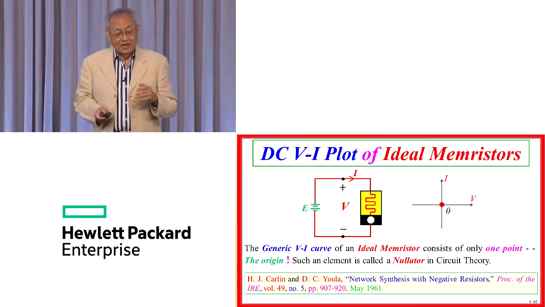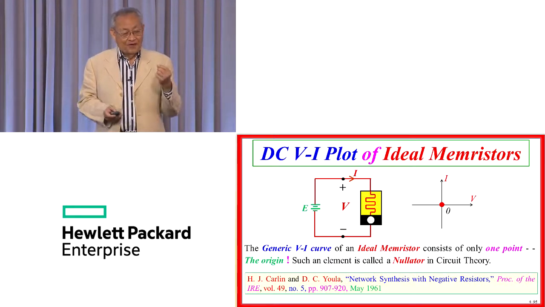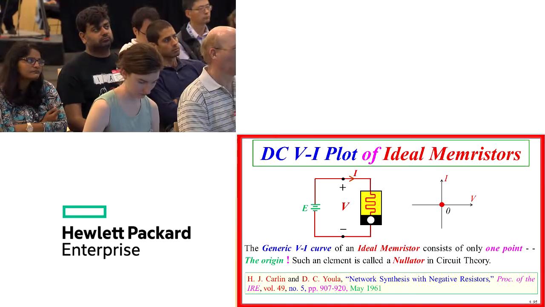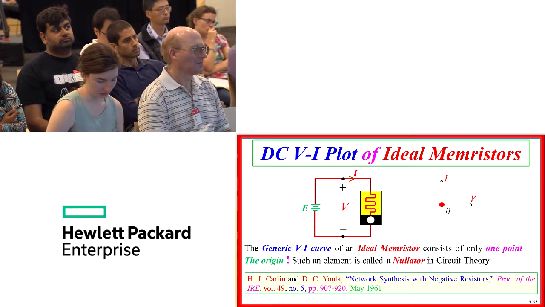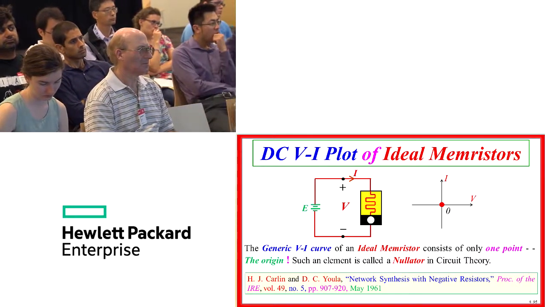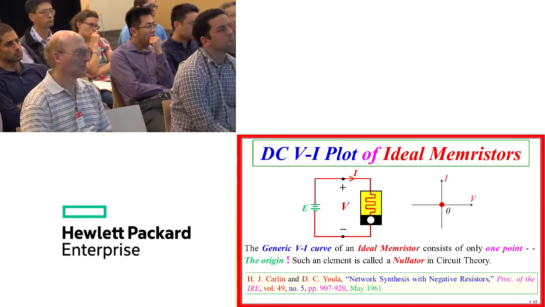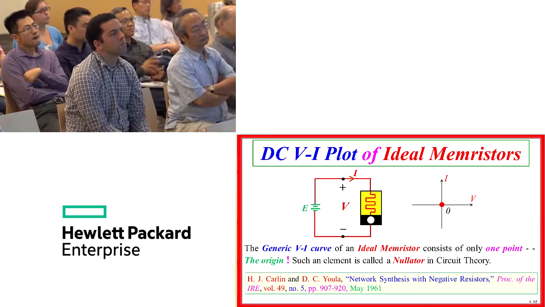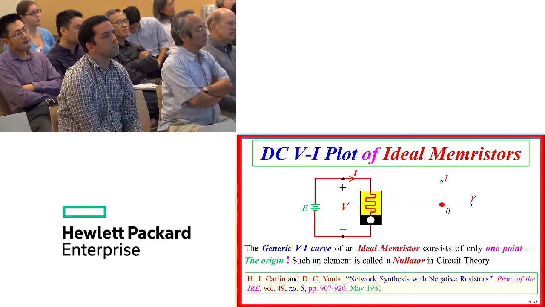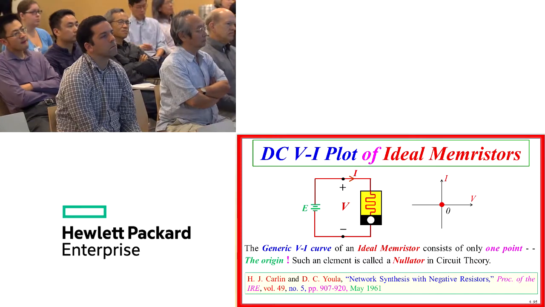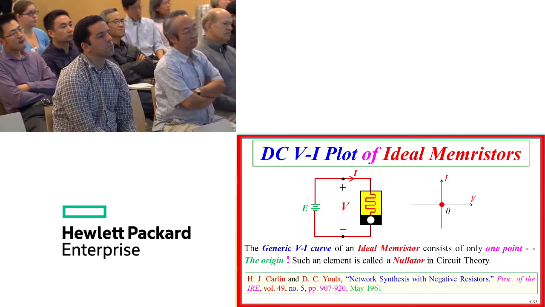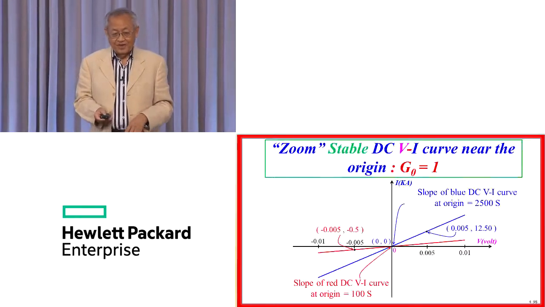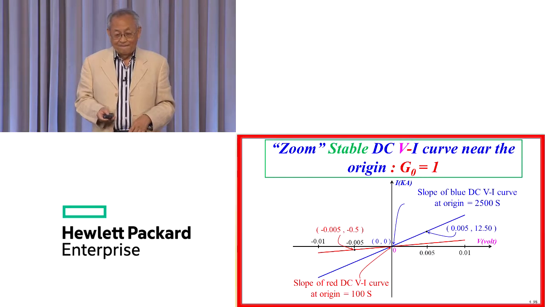Okay, and so the correct answer to what is the DC VI curve of an ideal memristor or an ideal generic memristor is 1 point only, at the origin. And I use that symbol there, a little hollow point, to indicate that's my symbol for the DC VI curve of an ideal memristor or that of an ideal generic memristor. Okay? And there is a name for this device, by the way. It was proposed already in 1961 by Professor Carlin and Youla. But it's not important for today's lecture here. Okay? All right. Now let me move on.